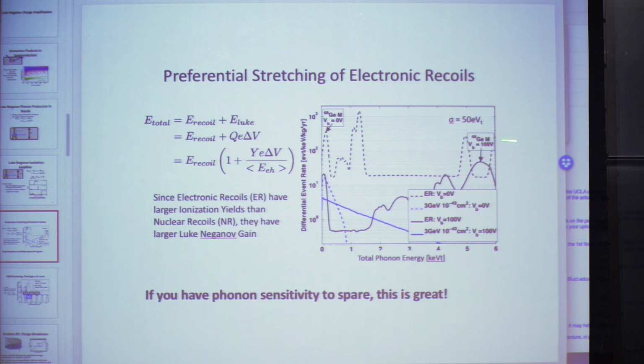So my signal gets gained, but it also gets stretched. As I stretch, my signal gets flatter because the area is conserved. My nuclear recoil signal doesn't get stretched as much. So this means the signal I couldn't see before is now above my background. So I have this preferential stretching.